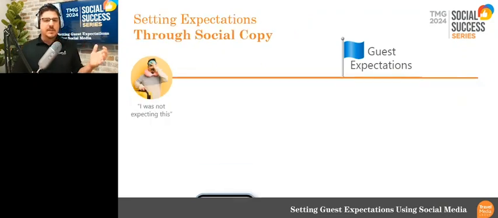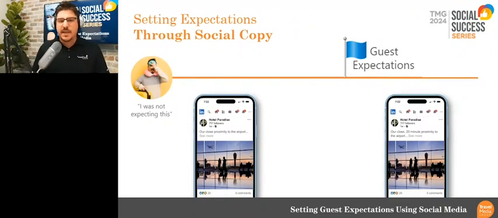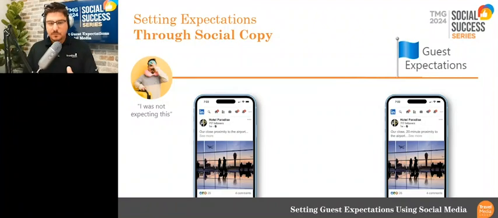So let's talk about this. Let's talk about setting expectations through just copy. I want you to look at this. It looks like one of those find-the-difference images, right? Same exact image. All we've added is 20 minutes to our social copy, and look at how well that actually sets expectations. Our close proximity to the airport versus our close 20-minute proximity to the airport.